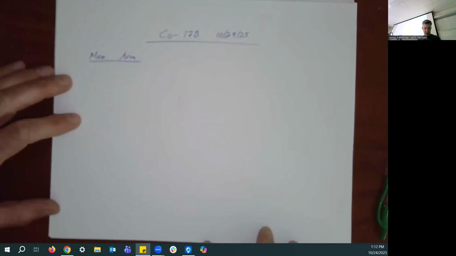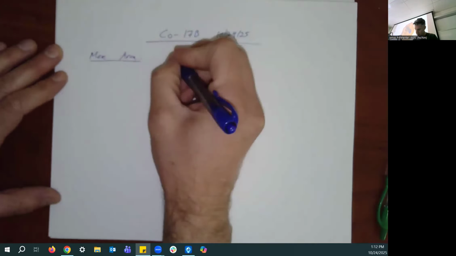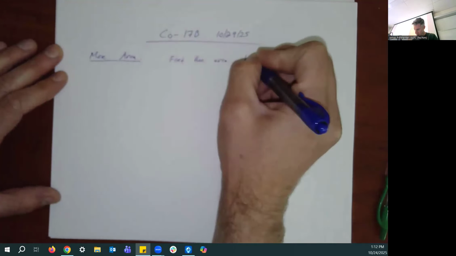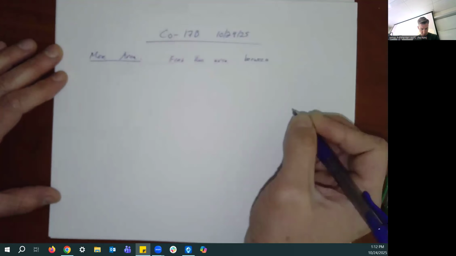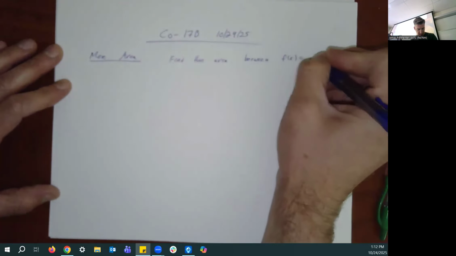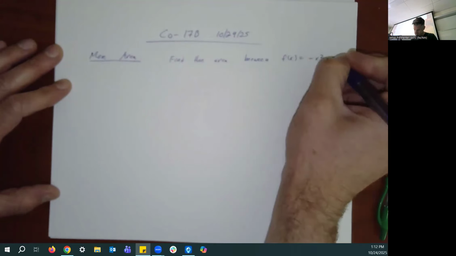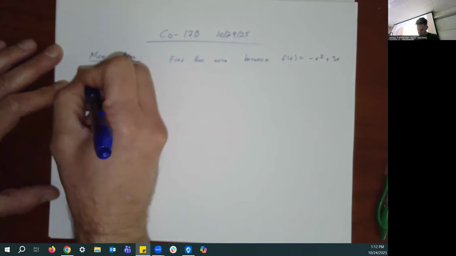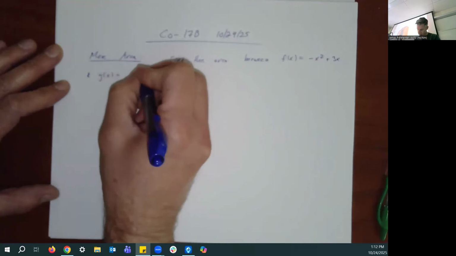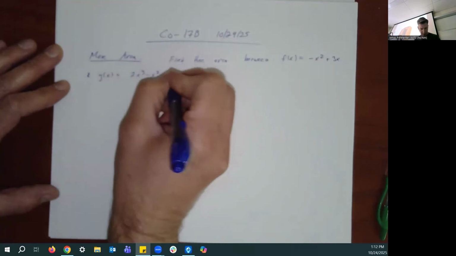Let's say we want to find the area between the functions f of x equal to negative x squared plus 3x and g of x equal to 2x cubed minus x squared minus 5x.